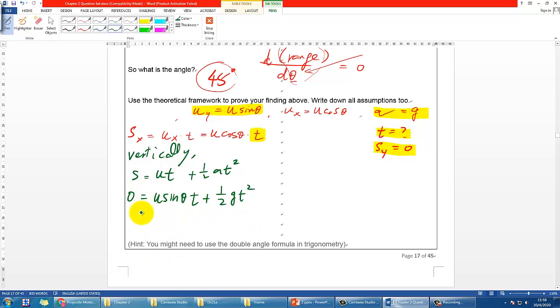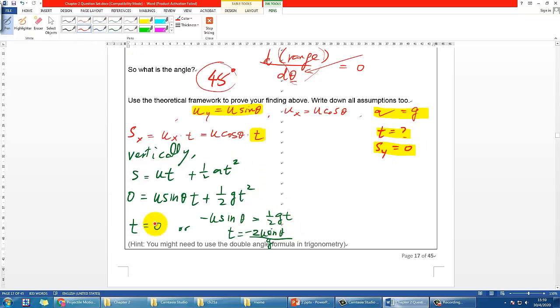So from what you learn in maths, you should be able to find the roots of this quadratic equation. Actually, you can just take t out. It's not that difficult, because you don't have a constant, right? The constant is 0. So basically you can say t could either be 0, or you can solve the equation as u sine theta equals negative half gt. So t equals negative 2u sine theta over g. Yes, I think that is what you could find.